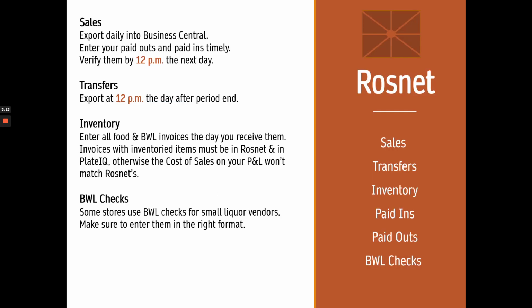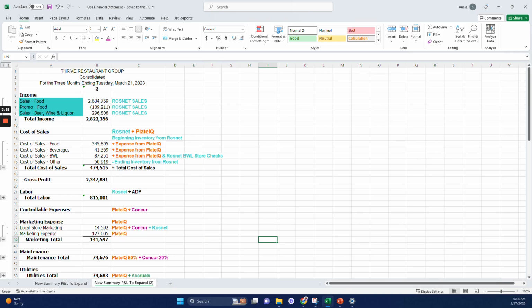The second bucket of data comes from Rosnet. I mostly want to talk about sales and inventory today. You can see the Rosnet data in blue on your P&L here. Sales are exported daily from Rosnet into Business Central, which mainly accounts for the top section of your P&L here and some expenses from your paid-ins and your paid-outs, which is why it's crucial that you enter all this information daily. Your sales need to be verified by 12 p.m. the next day because that's when the export will be triggered from Rosnet to Business Central.